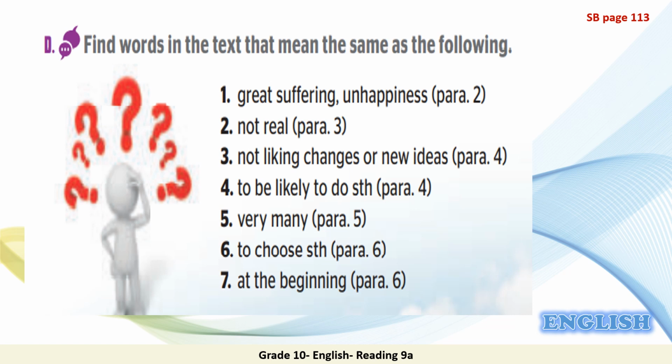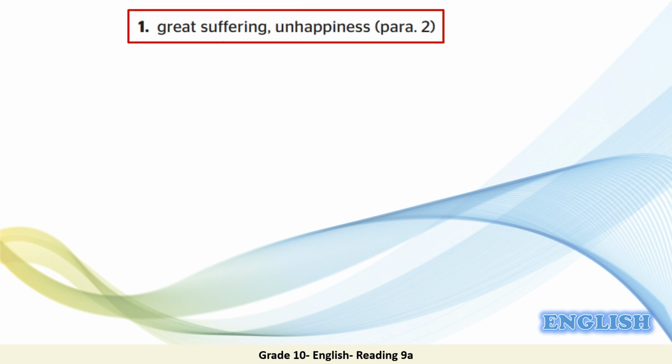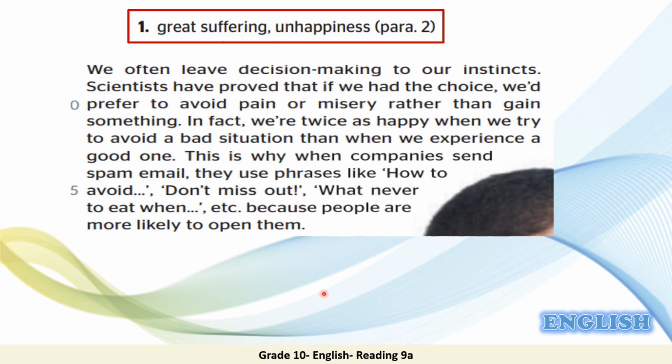Now let's move on to exercise D in your student books, page 113. You will find the words in the text that mean the same as the following. We will work on them one by one. Let's look at the first term, great suffering, unhappiness. You were given a hint that you will find this in paragraph 2. So let's look at paragraph 2, read through it, and try to find the word that matches the meaning.